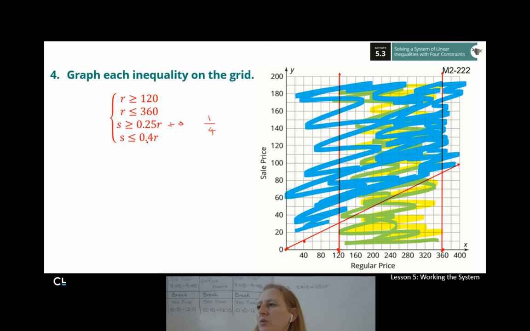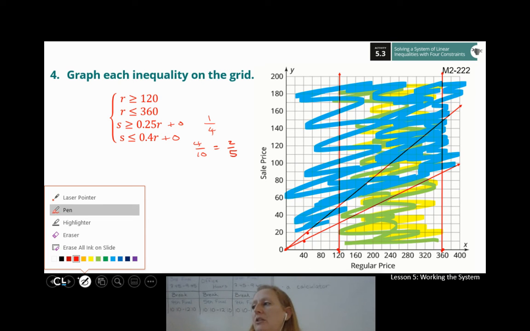S is less than or equal to 0.4 R. And again, you can think of it as a plus 0. So again, my y-intercept is 0. That's not going to change. My slope is 4/10. You could think of it as 4/10 or 2/5, however you want to think of it. So up and over puts us about here. It's about there. And we'll draw a solid line right through it.